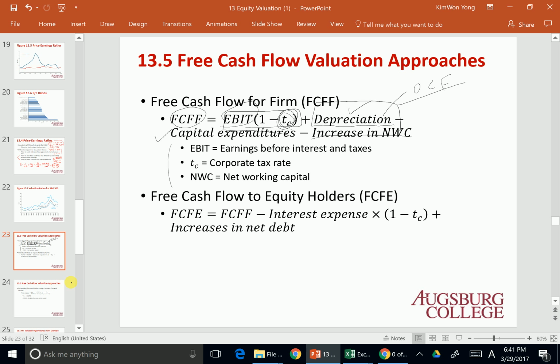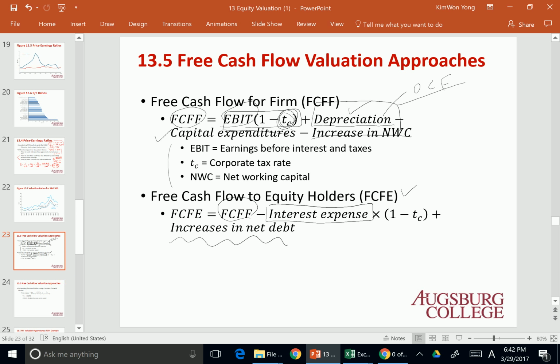Now the next one is the free cash flow to equity holders. We do care about equity holders because they are the owners, and the equity holders' cash flow is basically the full value of equity, right? So this is the one that we actually need to calculate. Free cash flow to equity holders starts from the free cash flow for the firm minus interest expense. Interest expense is the expense from the debt financing, so we pay it to the debt holders, times (1 minus Tc), the tax rate, because interest expense is tax deductible, plus the increase in net debt.